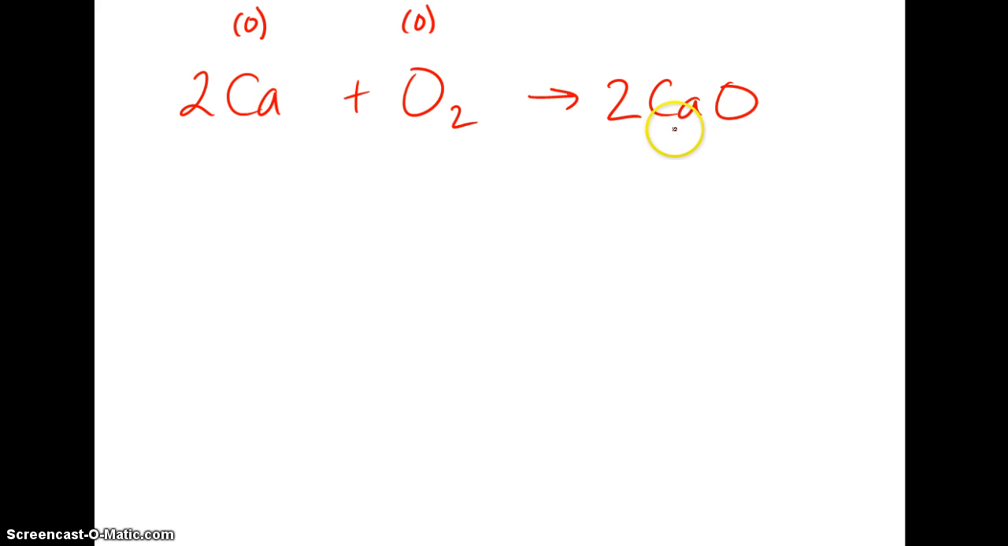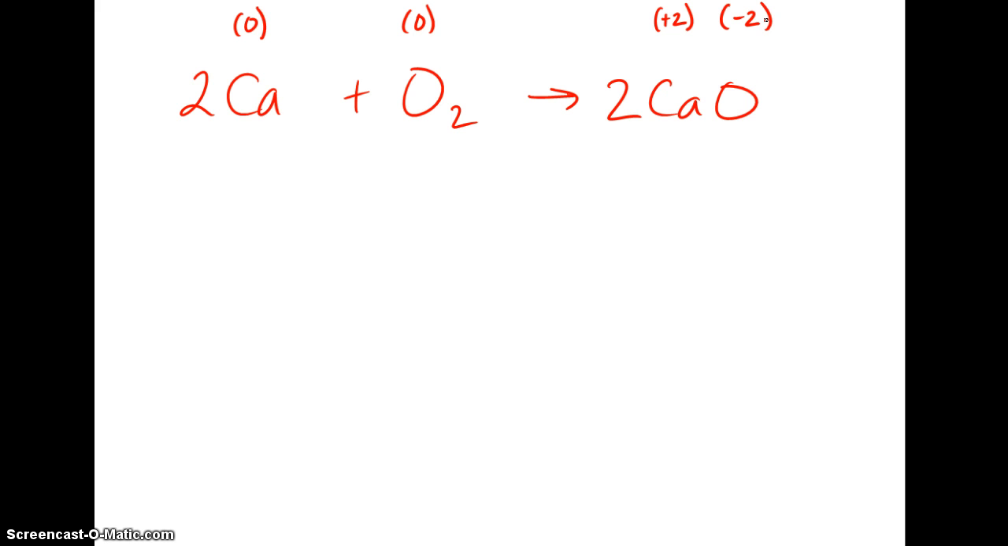Calcium oxide is written together, which means that it's bonded together, so this calcium is not by itself and the oxygen is not by itself, and so that has the typical charge. And calcium, if I look at the periodic table, has a +2 charge, and oxygen has a -2 charge.